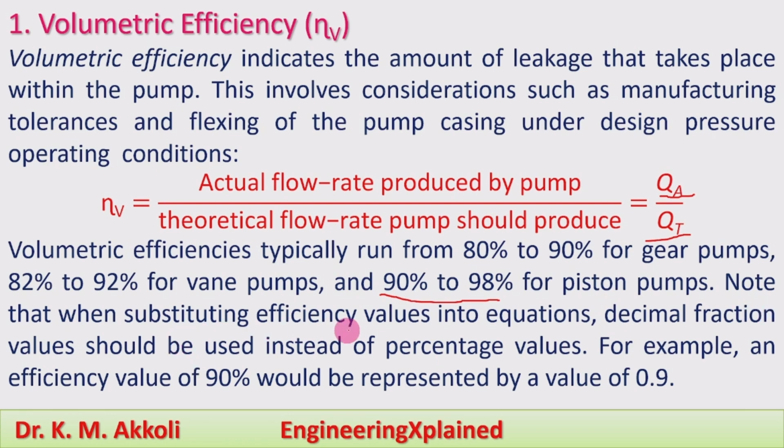Note that when substituting efficiency values in the equations, decimal fraction values should be used instead of percentage values. For example, an efficiency value of 90% will be represented by a value of 0.9. During the calculation, this should be taken into account when substituting in the equations.